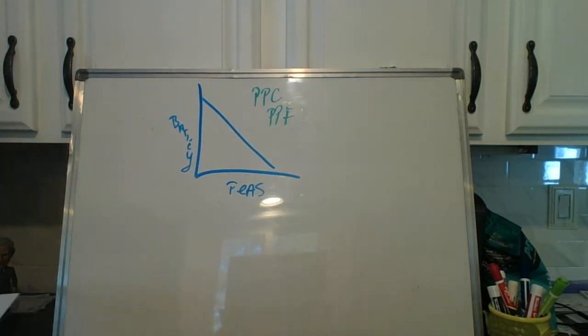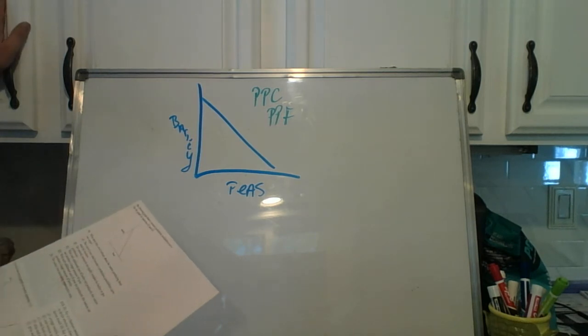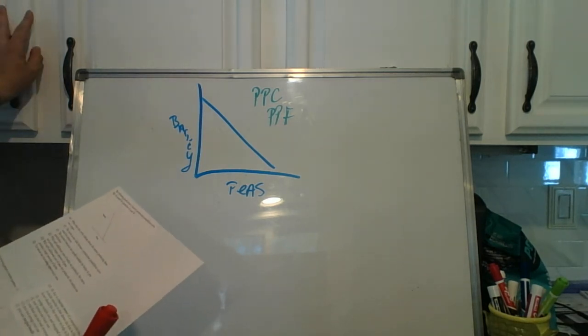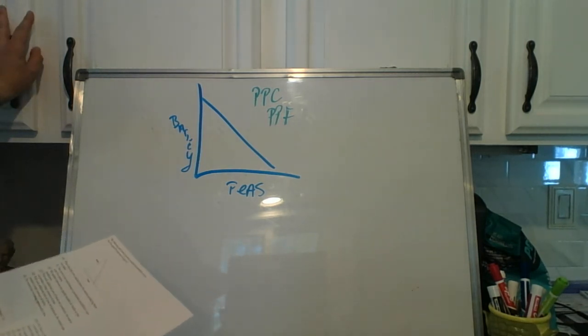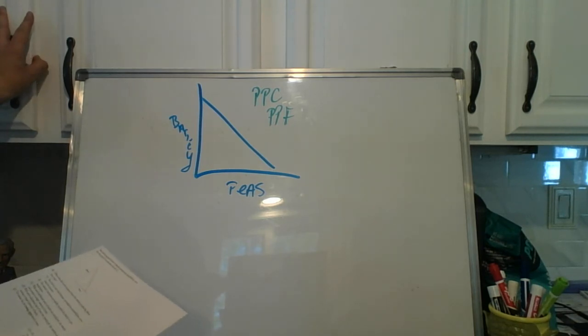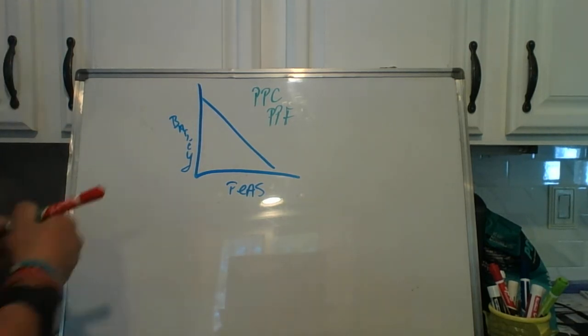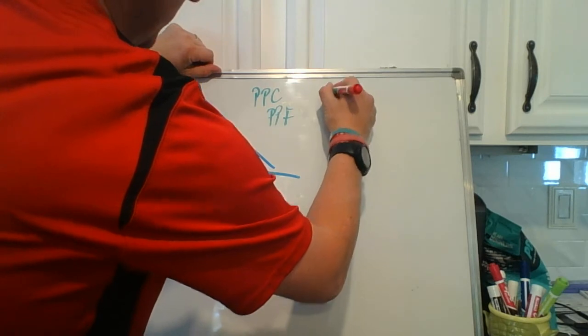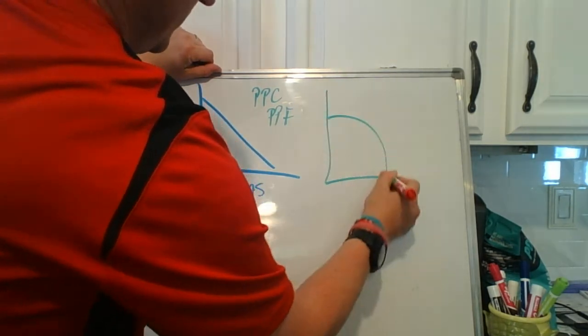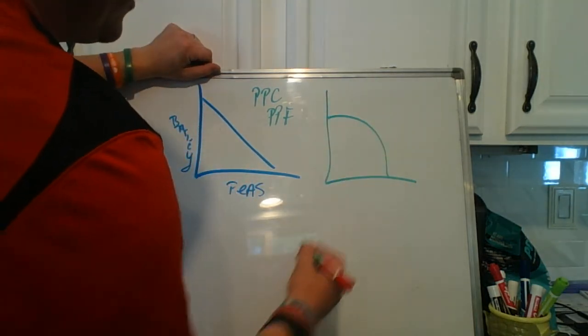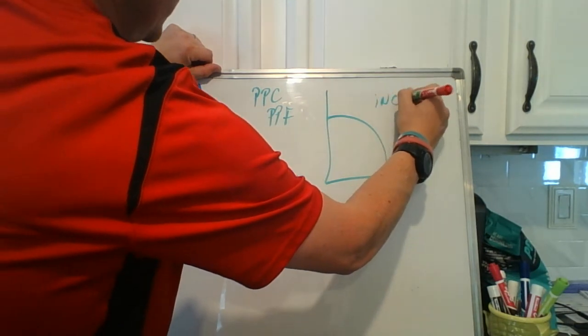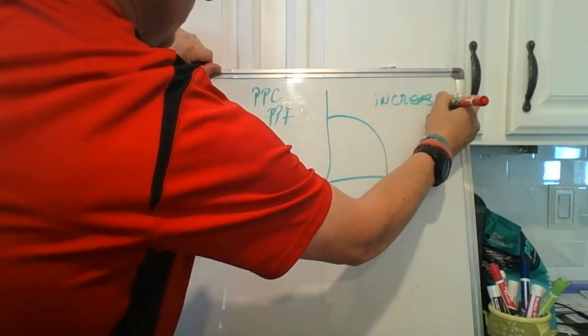So the one that said that best on 42 was B: the nation's resources are equally suitable for producing peas and barley. Okay, it's a constant trade-off. Normally, what this looks like is that it's not a constant trade-off, and we have what we call increasing costs.